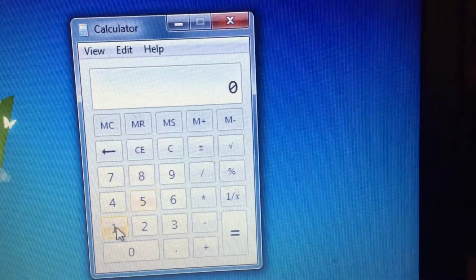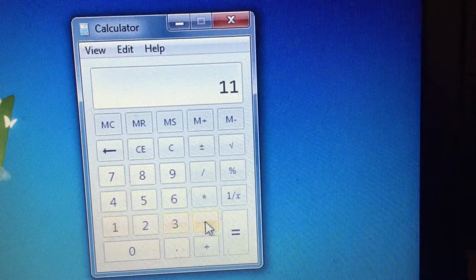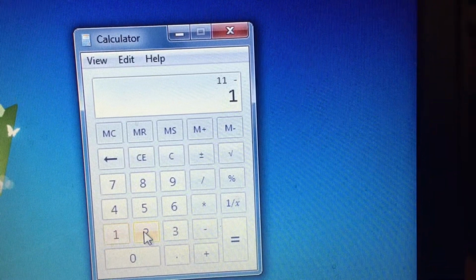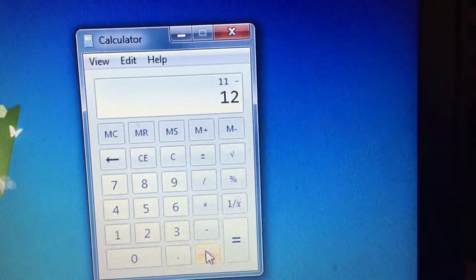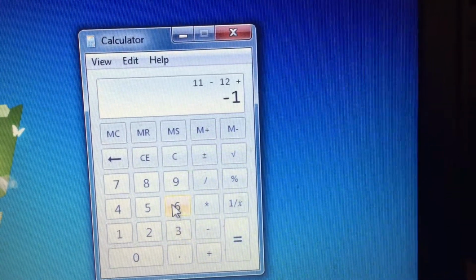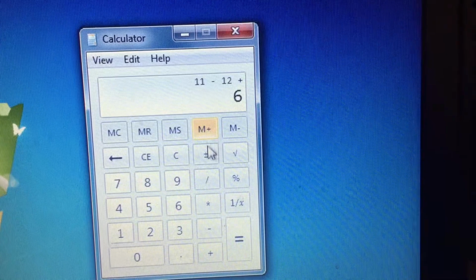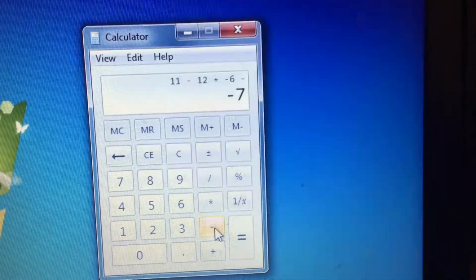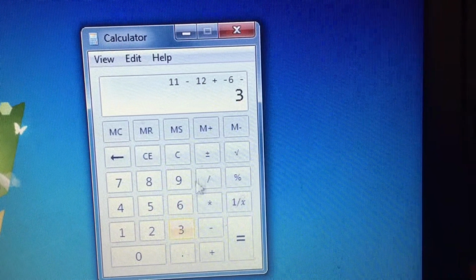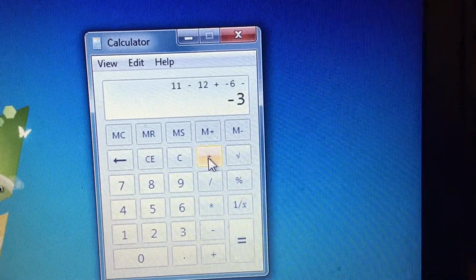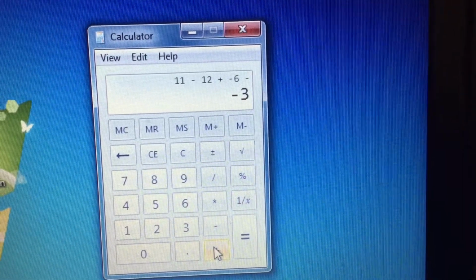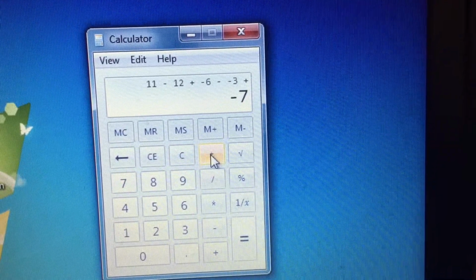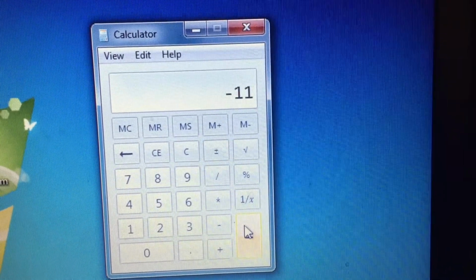We have 11 minus positive 12, and we don't need a sign because it's positive, plus -6, so 6, and then the integer key. There we go. Minus -3, so 3, and then the integer key. Plus -7, so 7, and then the integer key. Equals -11.